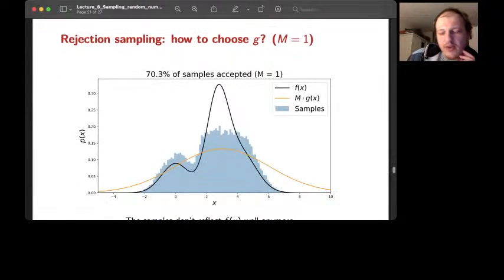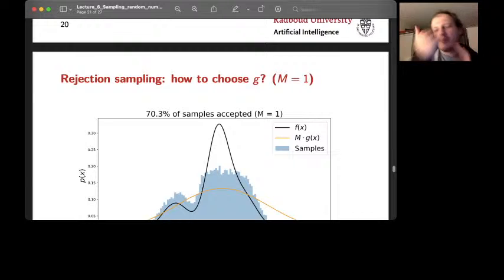And also, there could be theoretical questions about what this is good for. Inverse sampling only works if you can actually invert the distribution. Rejection sampling also has some limitations, where if you cannot find the right M, then you basically reject a lot of samples.